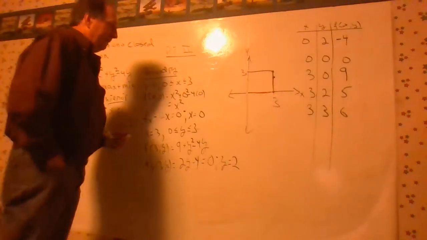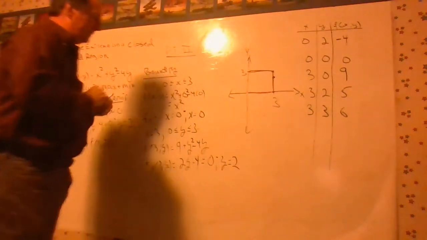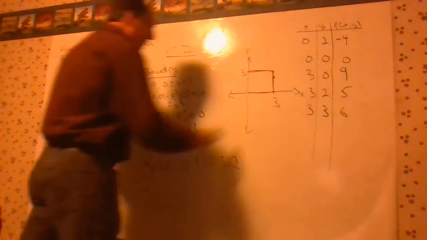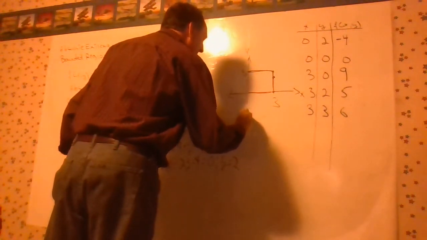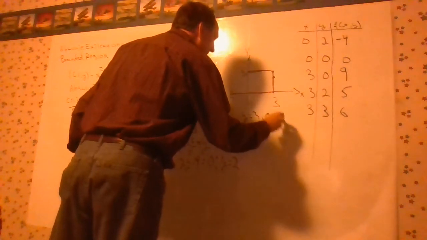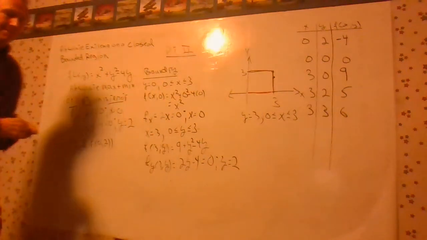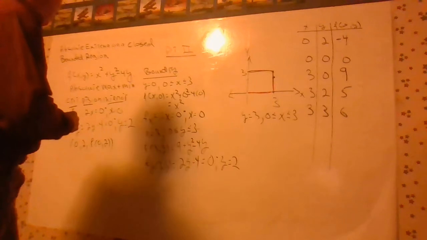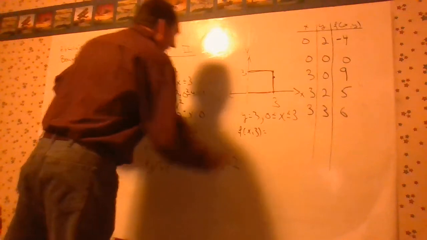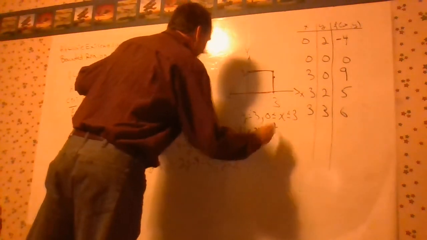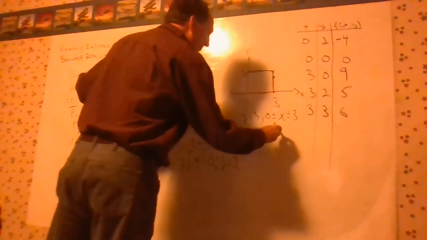Okay, continuing up here. We have y equals 3, and x is between 0 and 3. Since y equals 3, we get f of x, 3 is x squared plus 9 minus 12. 9 minus 12 is minus 3.